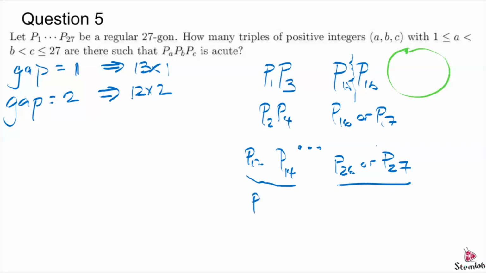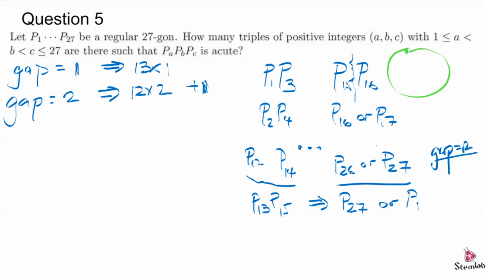So P13, P15. Turns out that it should be P27 or P1 as the option there. But again, P1, P13 will show up later when we do gap equals 12. So we want to exclude that. So really, we're missing a case here of a +1, where we have P13, P15, P27. Okay?